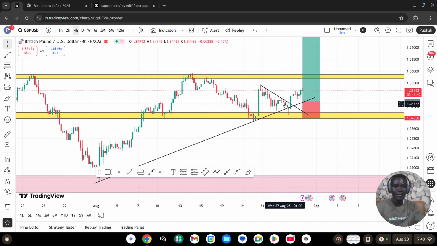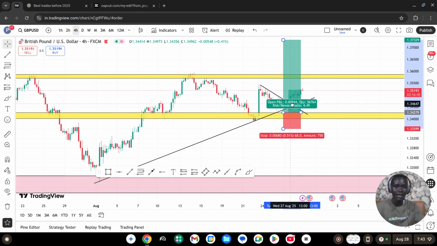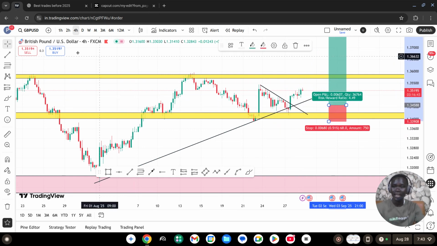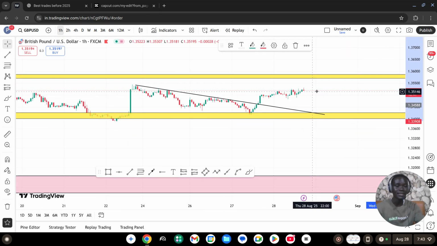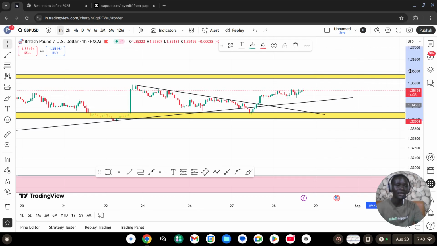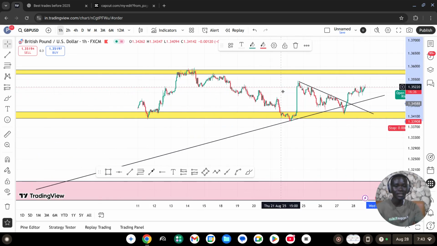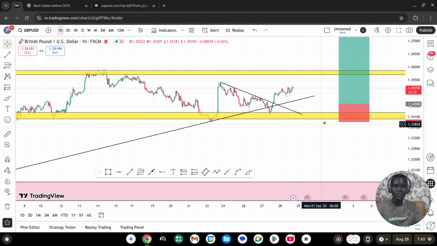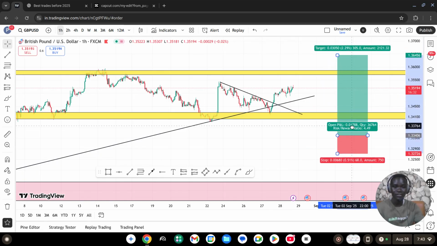I waited, then I started seeing some rejection from here. Pretty much when I started seeing rejection, I came into the 1 hour chart, guys. I'm going to show you an entry criteria whereby even if you're having a small account like $20-50, you can be able to make such an amount of money from it.